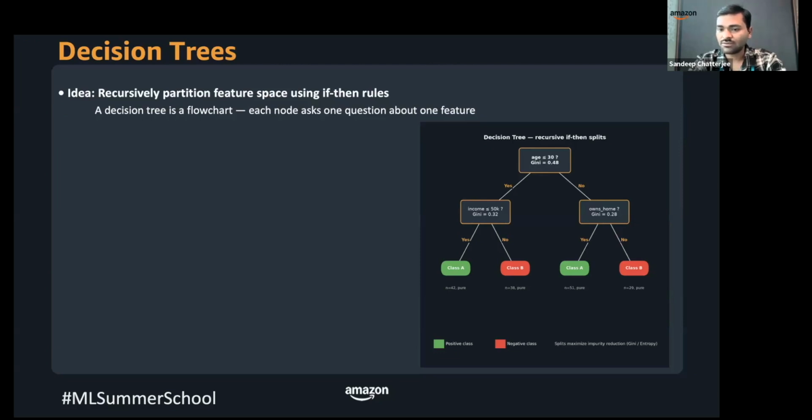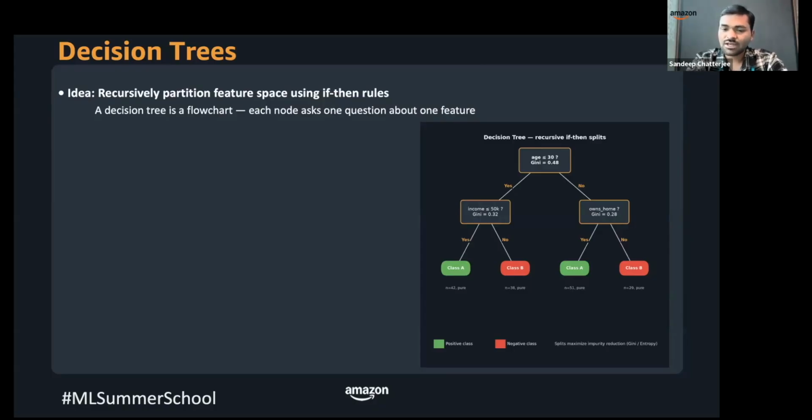So these bottom nodes are called leaf nodes. This is where the model finally makes a confident prediction, classifying each data point either into class A or class B. So this was all about what decision trees are. We are going into the why behind the splits.